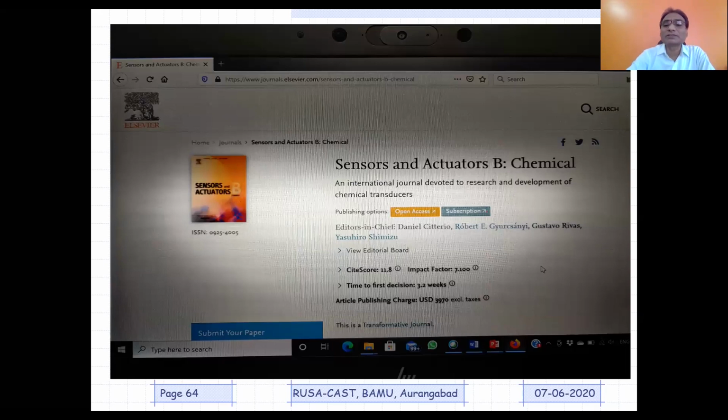This is one example of a good journal, Sensors and Actuators B: Chemical. This is a very important journal. If you go to its front page you will find everything, but here you will have to search at the top. You can see the CiteScore of this journal is 11.8, right? Impact factor is 7.10. So impact factor gives you the citation details of 2 years. CiteScore gives you the citation impact of 3 years, right? So whenever you are looking for a good journal, you need to go to the web page of that journal, and you will be able to see all those factors there.